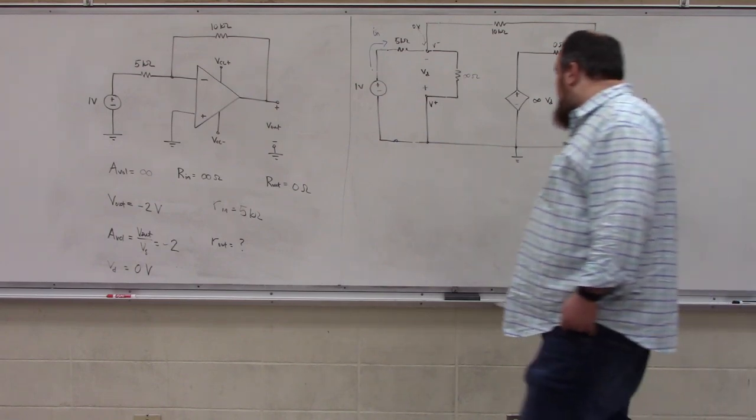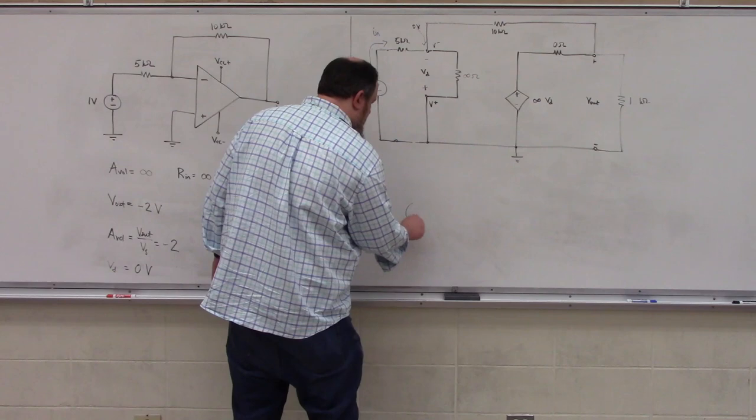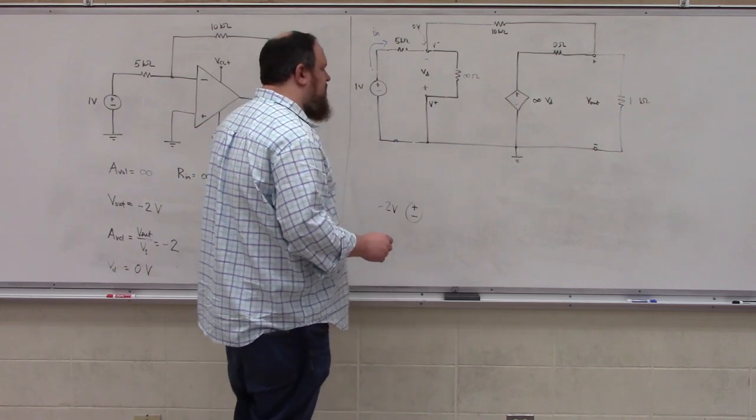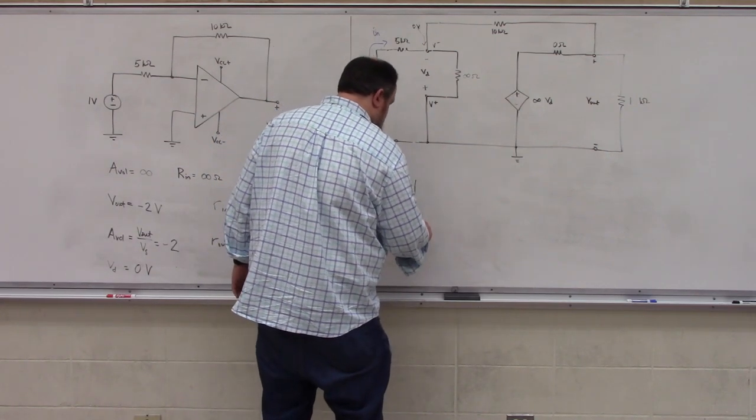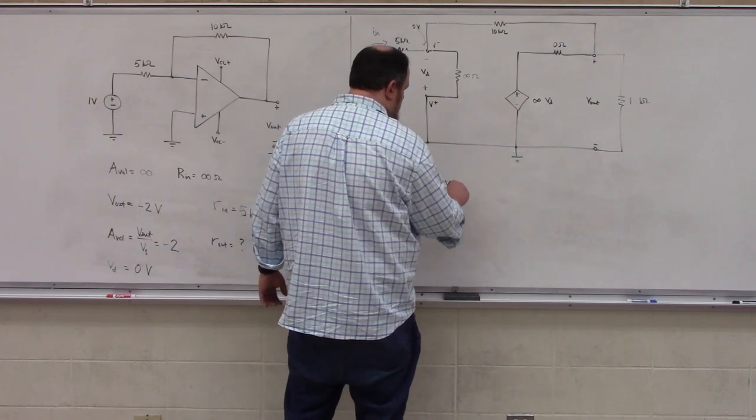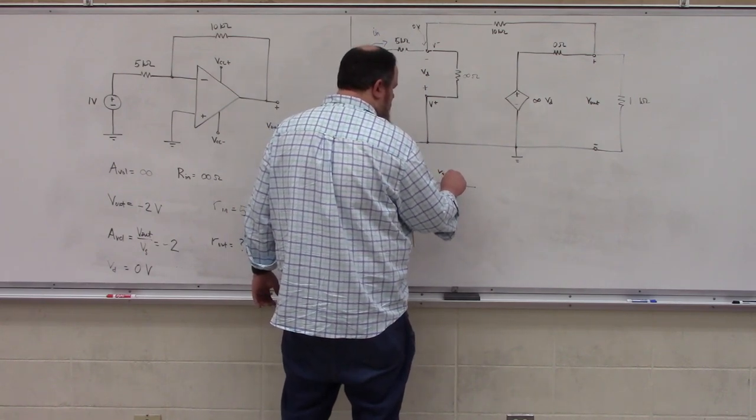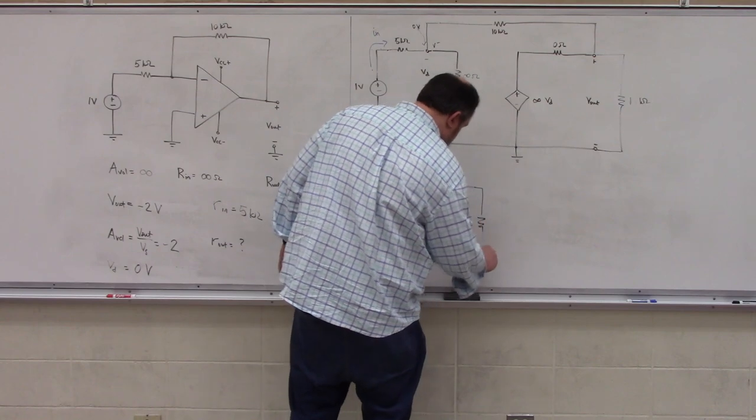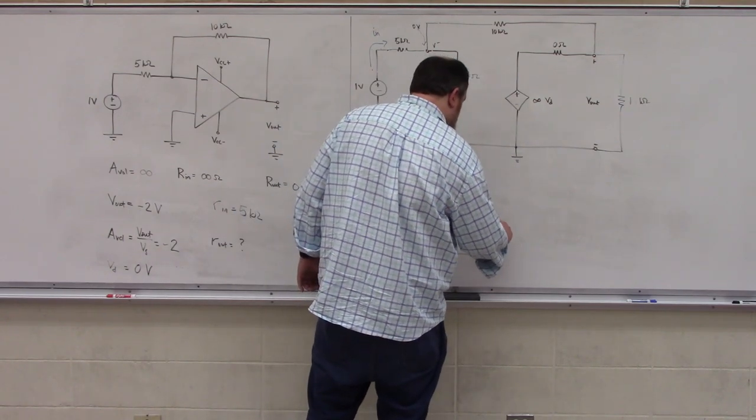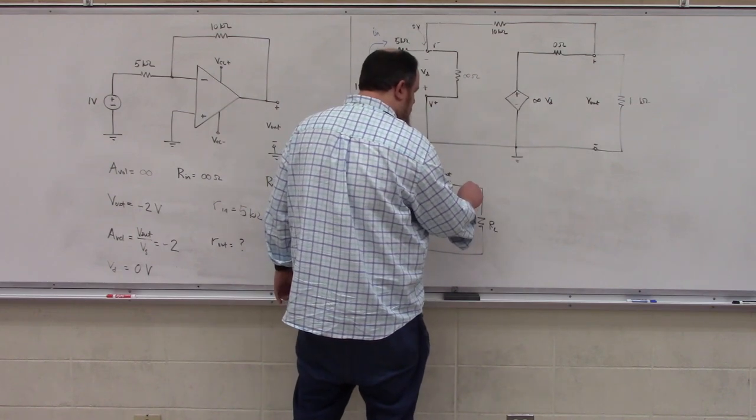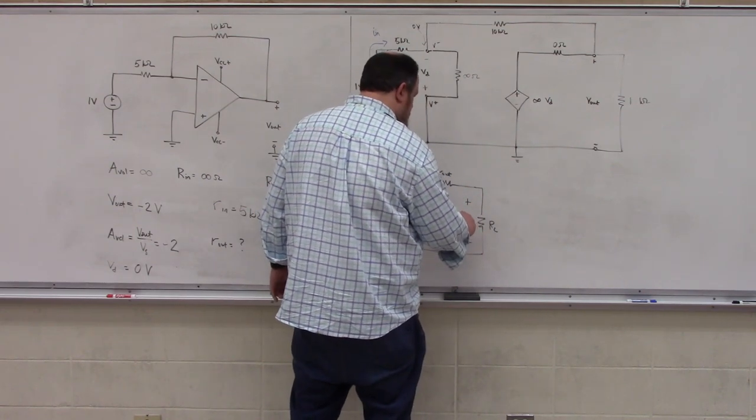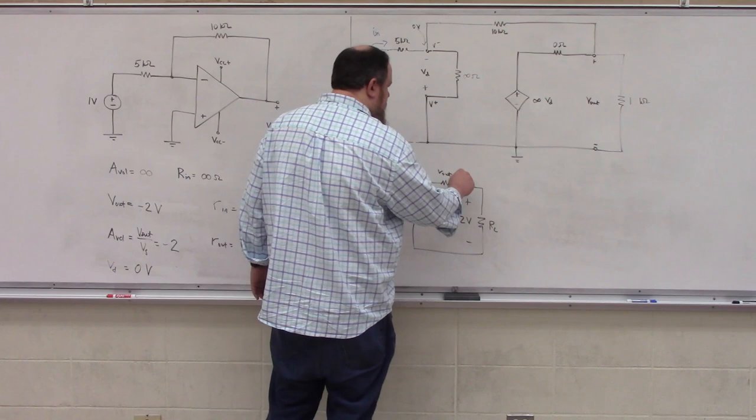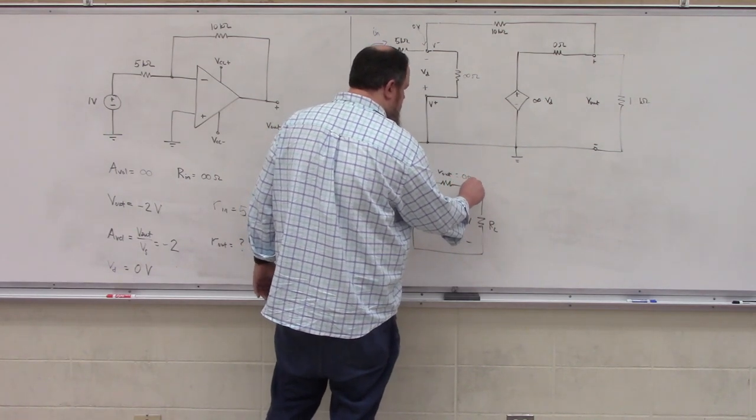So effectively, what we have is a system where we have, for all intents and purposes, a negative 2 volt source, our output resistance in question, and then a load resistance here, RL, and we know that the voltage drop over RL is always going to be negative 2 volts. From that, R out must be 0 ohms.